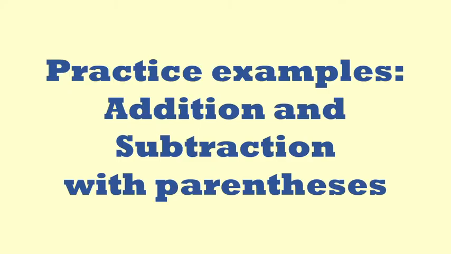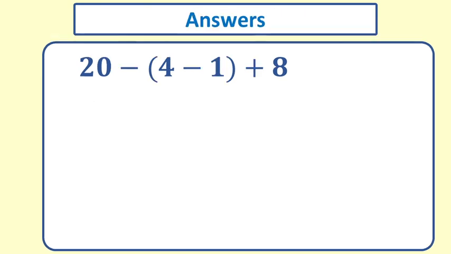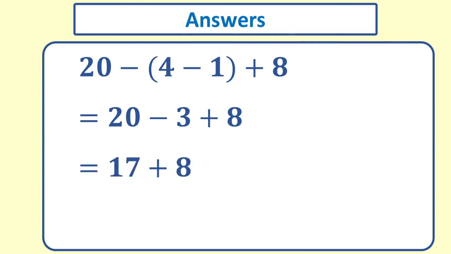Now here are some examples with parentheses in them for you to calculate. Pause the video and do that now. I hope you paused. Here are the answers. 20 minus 4 minus 1 plus 8. We simplify the expression in the parentheses first, so 4 minus 1 is 3. Then 20 minus 3 is 17. 17 plus 8 equals 25.